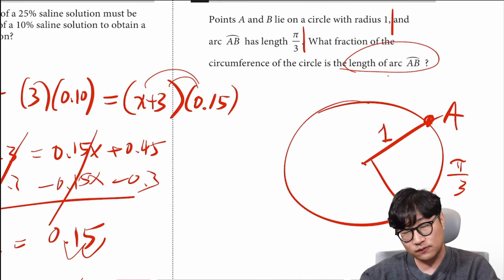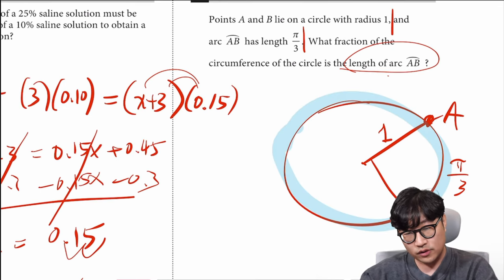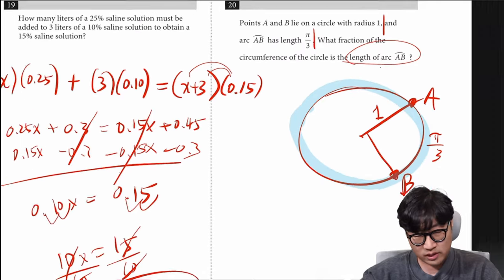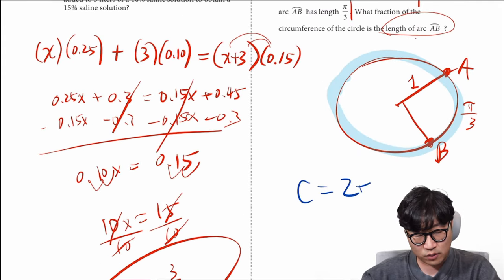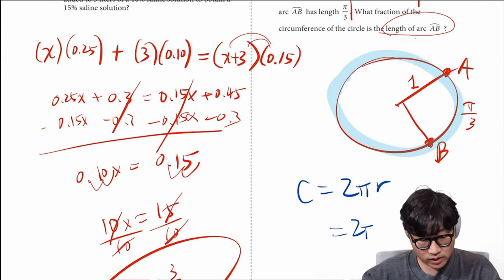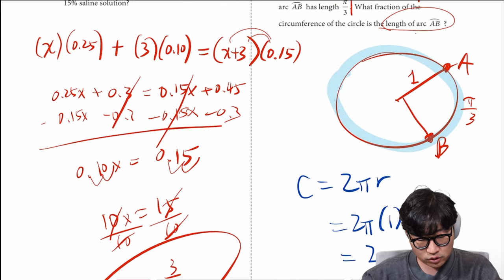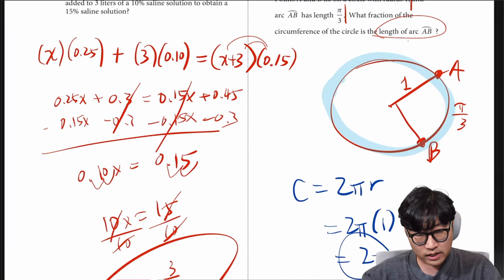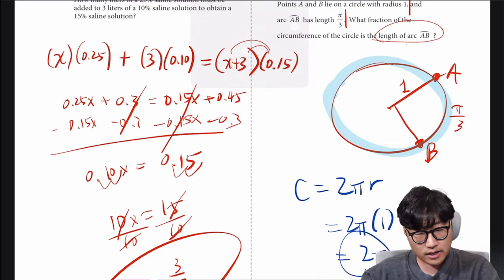So, first of all, let's find the circumference. Circumference is 2 pi r. You should really know that, but if you forgot, it's in the front of the packet for you. 2 pi r. So radius, we know it is 1. So there you have it, 2 pi. So circumference is 2 pi right now. But your arc is pi over 3.